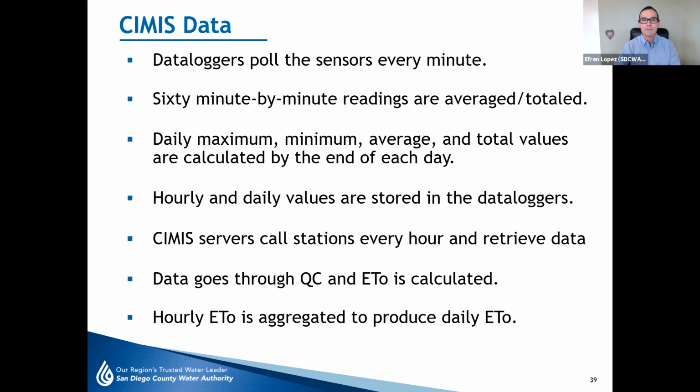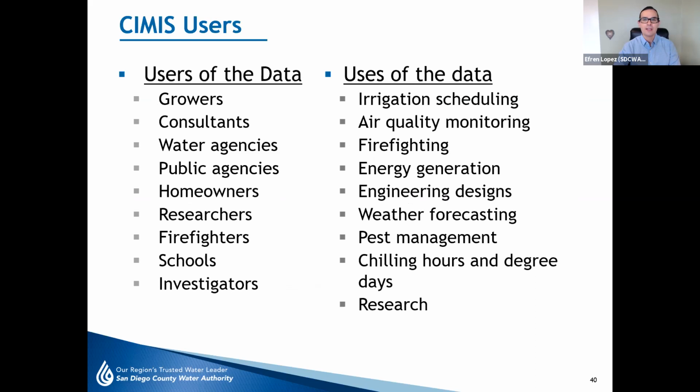Next slide, please. CIMIS has a lot of different users for the data. You have growers, obviously, who rely on this. You have water agencies, other public agencies, even homeowners who are really into water management. If you have some fruit trees, you need to know how much and when to water. Firefighters also use it. They use the data for irrigation scheduling, but you can also measure air quality with it. Firefighters use it to predict or fight fires, and you have energy generation. It's great for weather forecasting and even pest management. So it's one of the practices of horticulture, and it's used for research purposes.